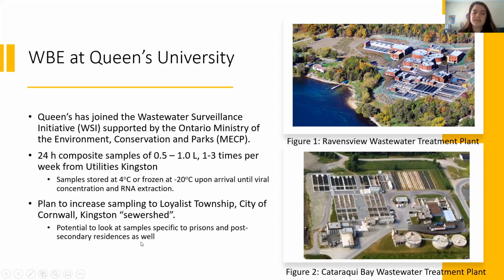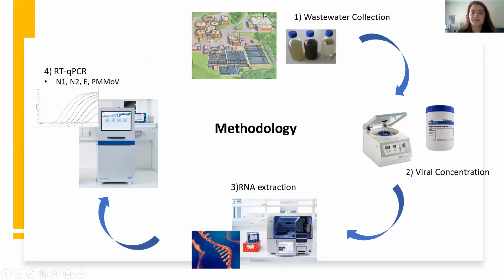So our idea is that we would like to expand our sampling reach. Besides just looking at these 2 plants, we want to look at the Loyalist Township, which is quite close to Kingston, about 20-ish minutes away, for those who don't know, as well as the city of Cornwall, which is fairly closer to Ottawa. And then we're also interested in looking at specific community institutions, things like prisons and post-secondary residences. We have a lot of them in Kingston, so we may as well take advantage of that and look at them. So this is the methodology in a nutshell that we're working on.